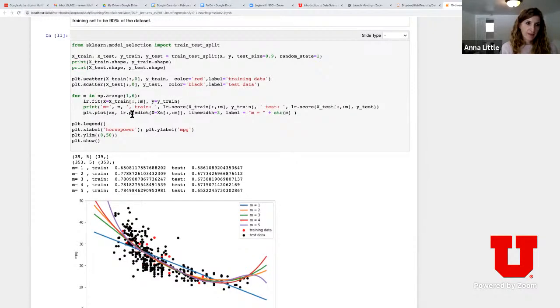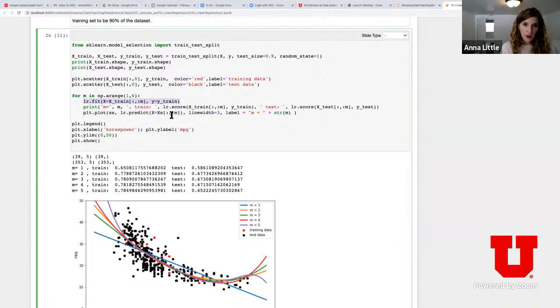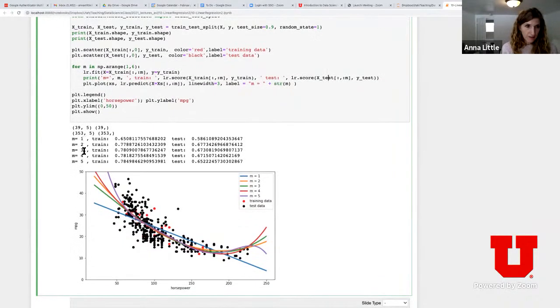and doing this evaluation. So you're looping through the models, you're fitting the model on the training data, and then you're scoring the model on both the training and the testing data set. But all you really care about is the score on the testing data set. And so you can see what you're getting here.